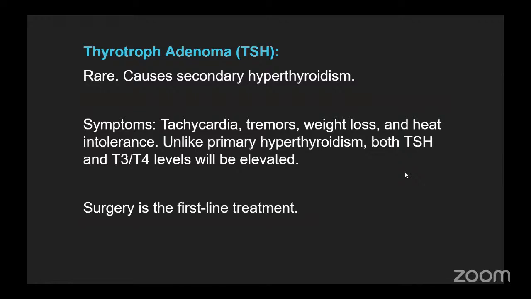So we have thyrotroph adenomas. They are comparatively very rare. But when they happen, they cause secondary hyperthyroidism. The patient is going to present with tachycardia, tremors, weight loss, and heat intolerance, and both the TSH and the T3, T4 levels will be elevated. Elevated TSH is the primary abnormality. Elevated T3 and T4 are the response to the elevated TSH. Surgery stays the first line treatment.